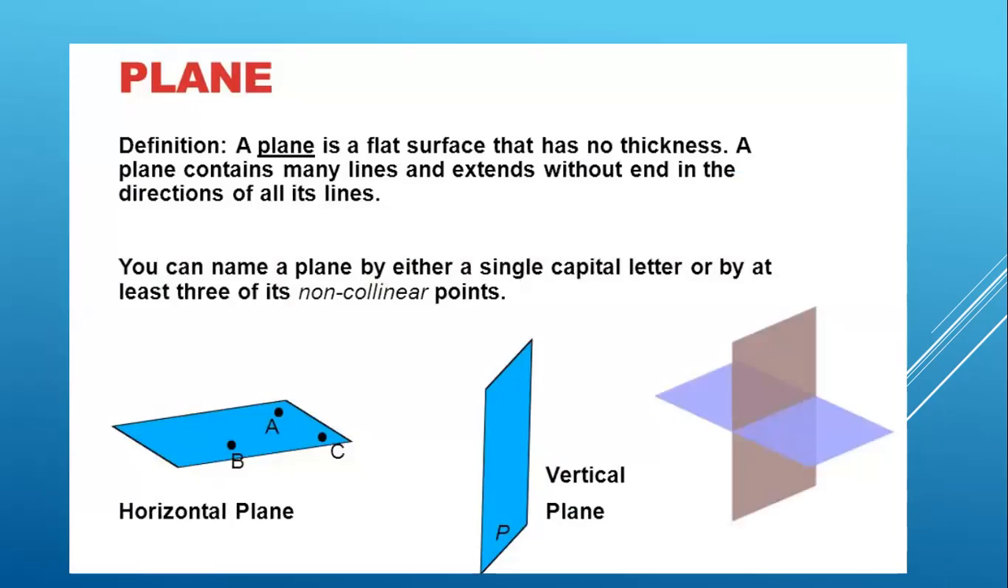Then a plane is a flat surface that has no thickness. A plane contains many lines and extends without end in all directions. Then our next point is collinear points. Collinear points means points which are lying on one line, and non-collinear points means points which are not lying on the same line.